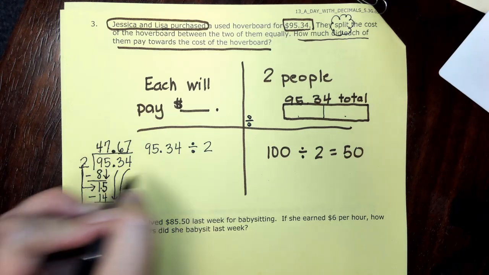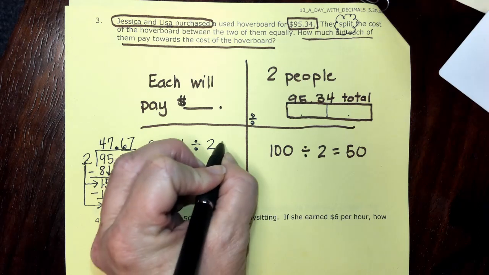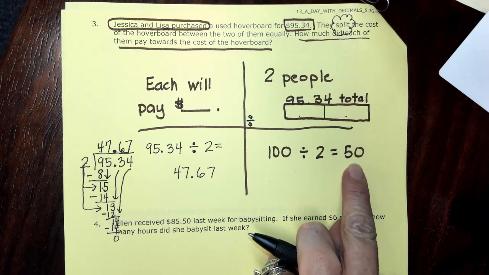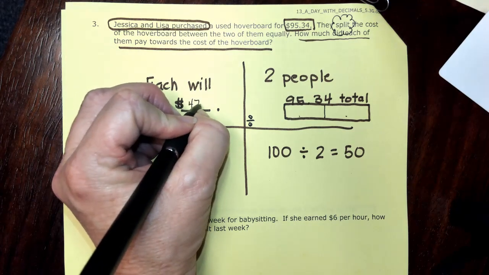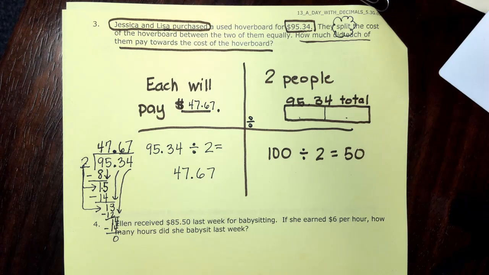And my answer is $47.67. And is $47 pretty close to $50? It is. So I'm going to record that right here. Please make sure that you have all of the information on your paper.